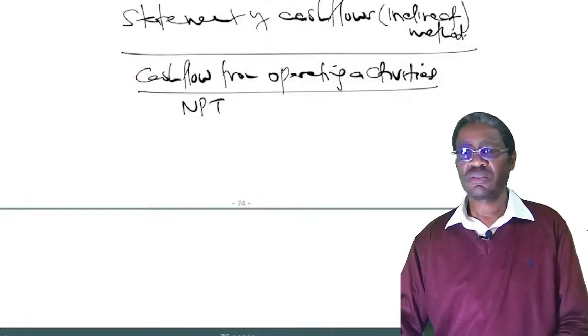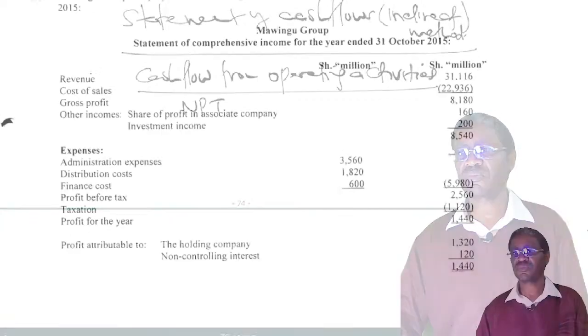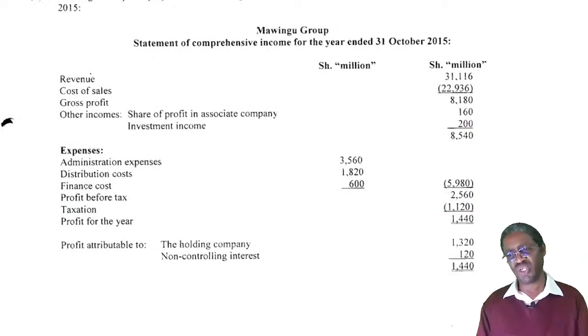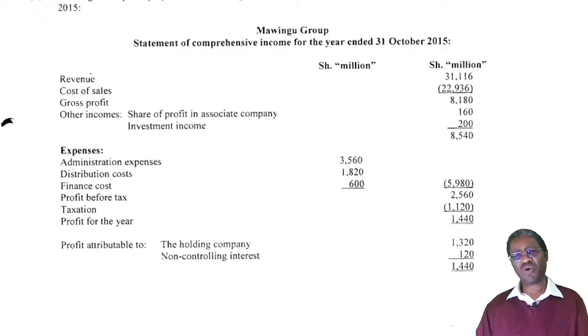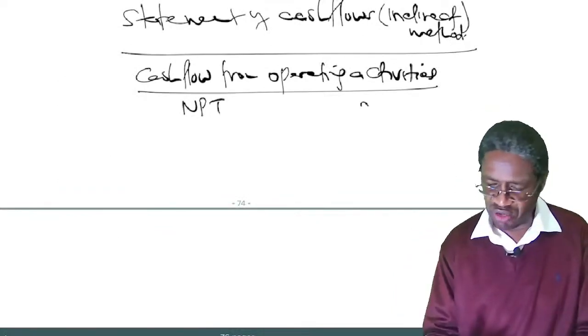We pick from the question how much was the profit before tax. Yes, so this was our income statement. From this income statement, we normally go and find out the profit before tax, and according to the income statement, I can see the profit before tax was 2560. That's what we normally pick. So bring it. That is 2560.